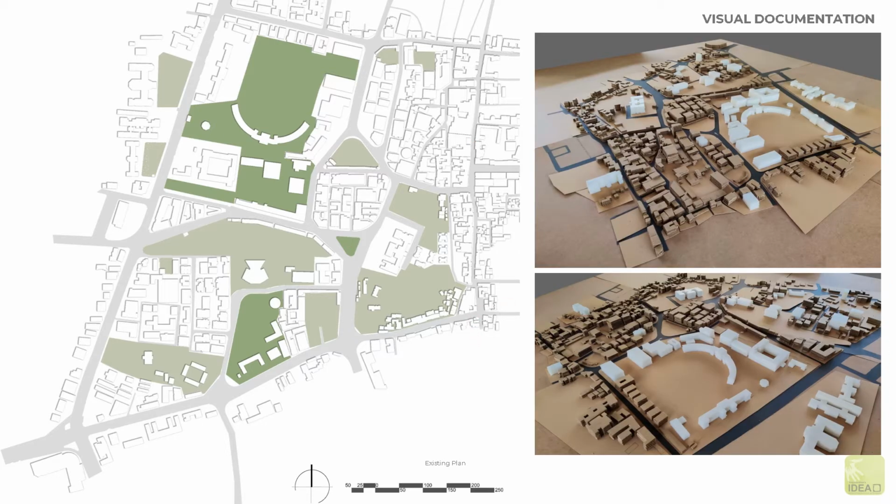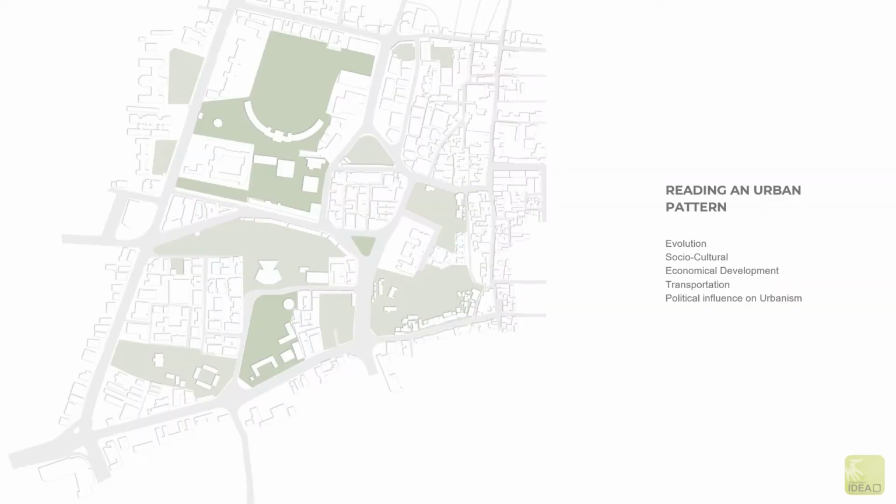Conducting the physical documentation was necessary to understand the scale of humans and the street in reference to the urban built forms. The urban pattern of a city is made up of many different layers, and to understand the site, a thorough study has been done with the following attributes.